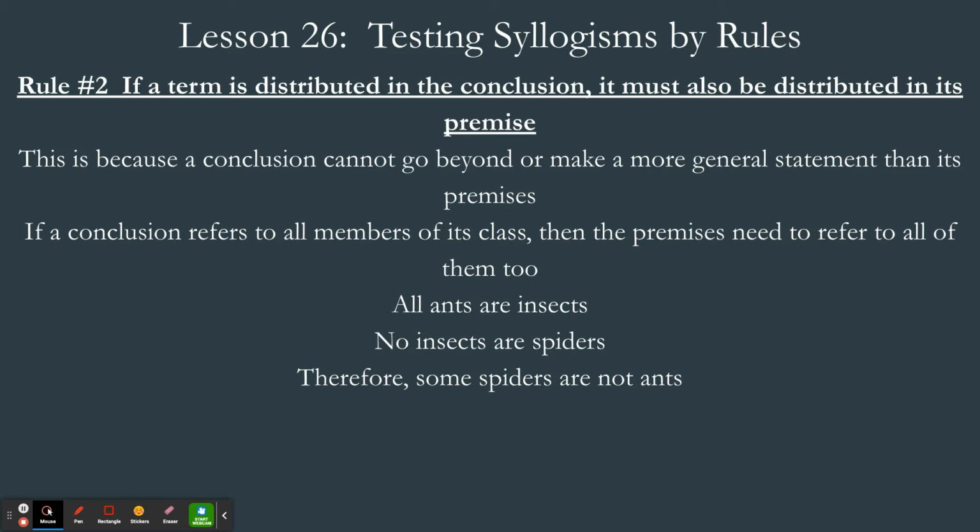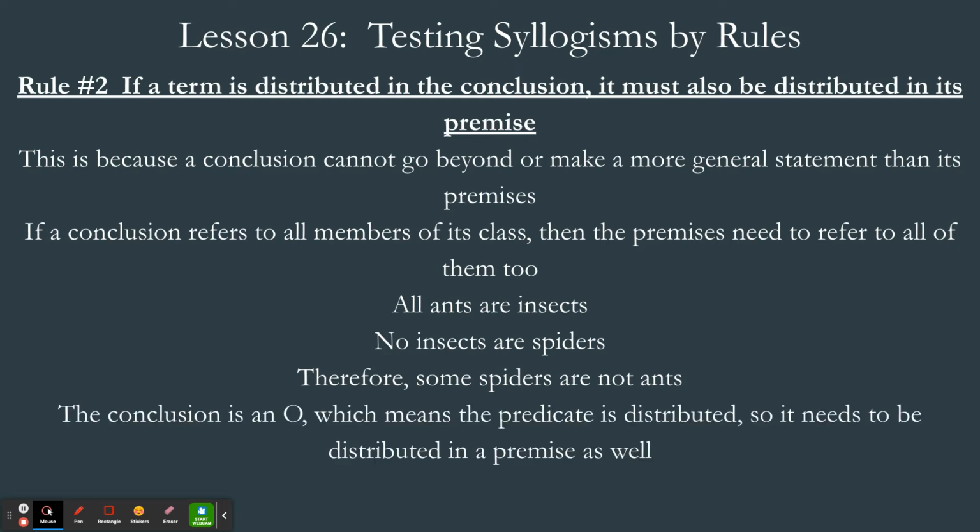If a term is distributed in the conclusion, it must be distributed in its premise. Okay? So this is where it's really important to keep straight minor premise and major premise. Because if it's distributed in the conclusion, it has to be distributed in the premise. So, all ants are insects, no insects are spiders, therefore some spiders are not ants. The conclusion is an O statement, which means the predicate is distributed. In our conclusion, ants is the predicate, and ants is distributed. So wherever ants is in the major or minor premise, it needs to be distributed in a premise as well.